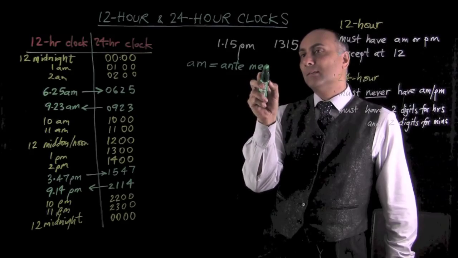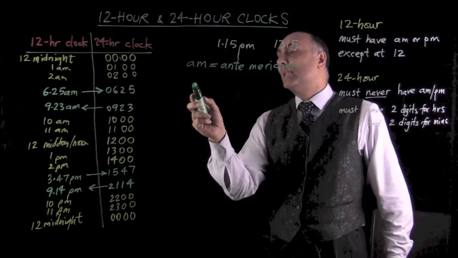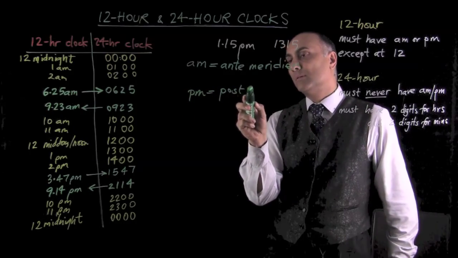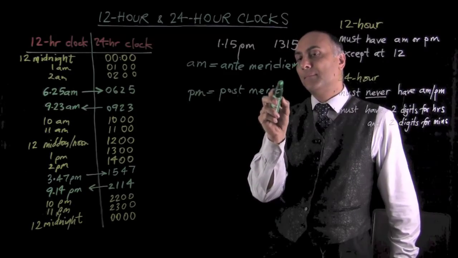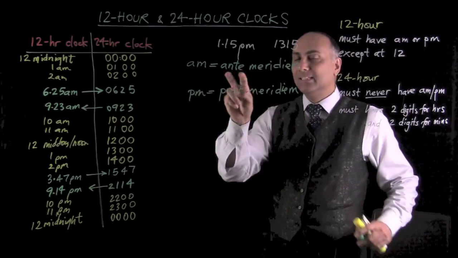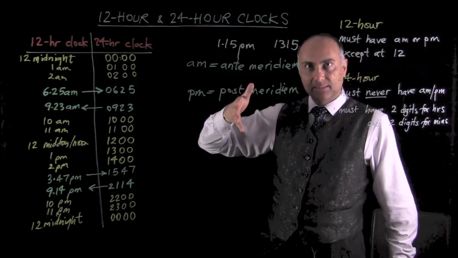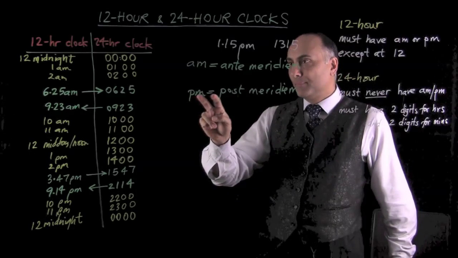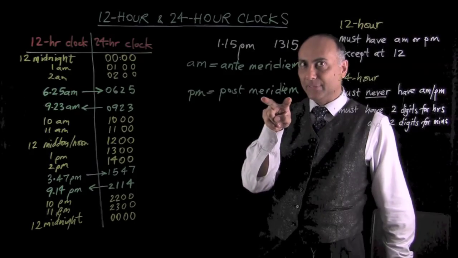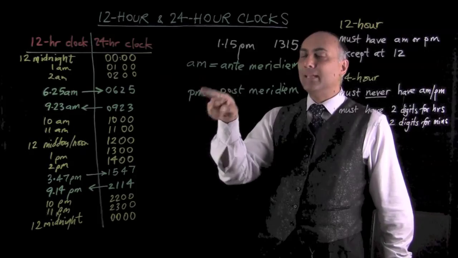Well, it's Latin. And PM is post meridiem. What does this mean? Well, ante means before, and meridiem is midday. Post means after, meridiem means midday. So AM means before midday, and PM means after midday.